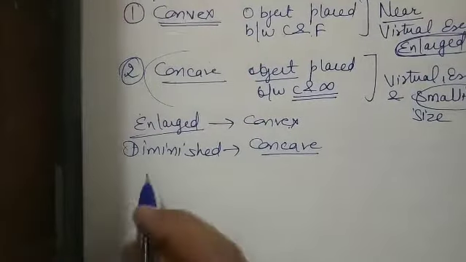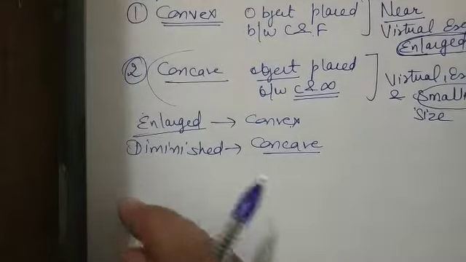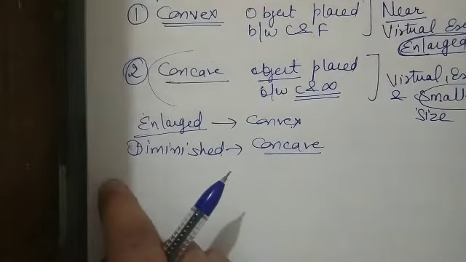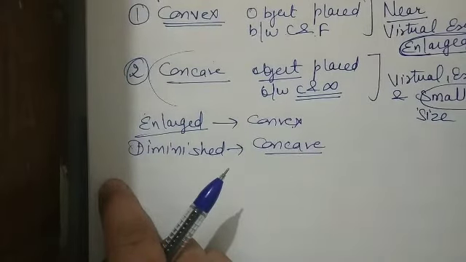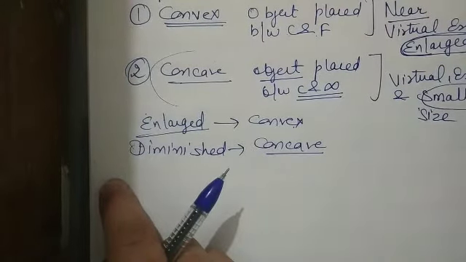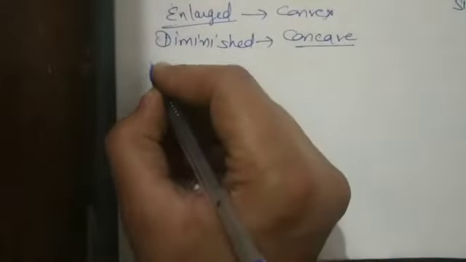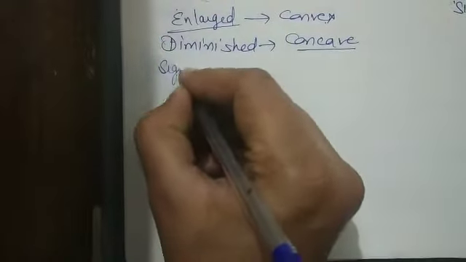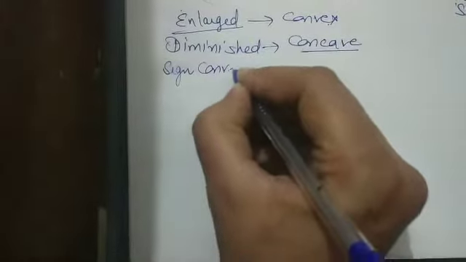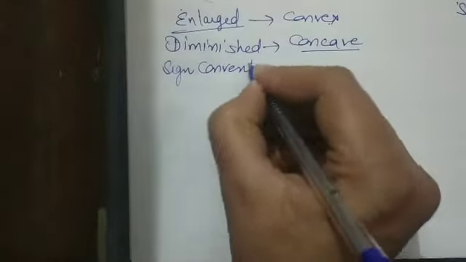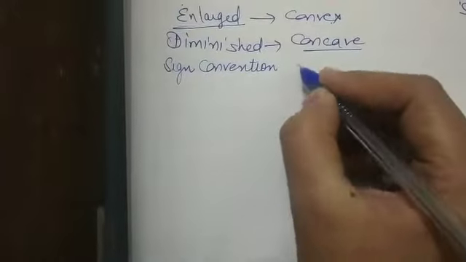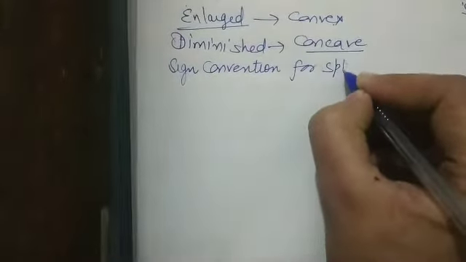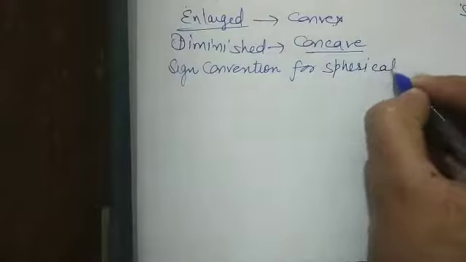So this is all about theoretical section. For studying numerical point of view, numerical conceptual, I am going to teach you about. So next topic is sign convention. Sign convention, we have already done the same topic, but that was for spherical mirror. So it is sign convention for spherical lenses.